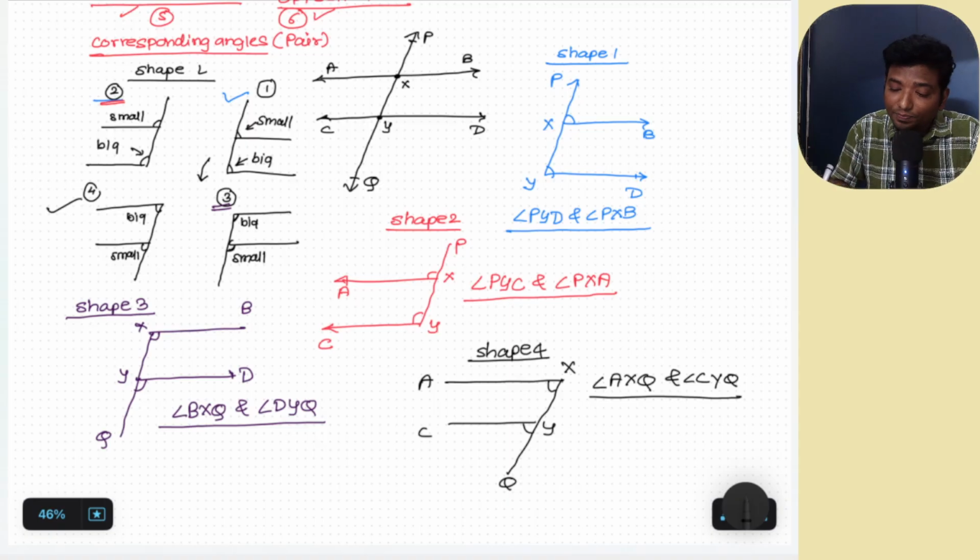How did we get that? By remembering the shape L, and there are four types of L: normal L, a mirror L, and a flip of both the L's, a vertical flip of both the L. Right? Then what else do we have to remember? There will be a bigger L, and inside the bigger L, there will be a smaller L. Those two will constitute a pair of corresponding angles.